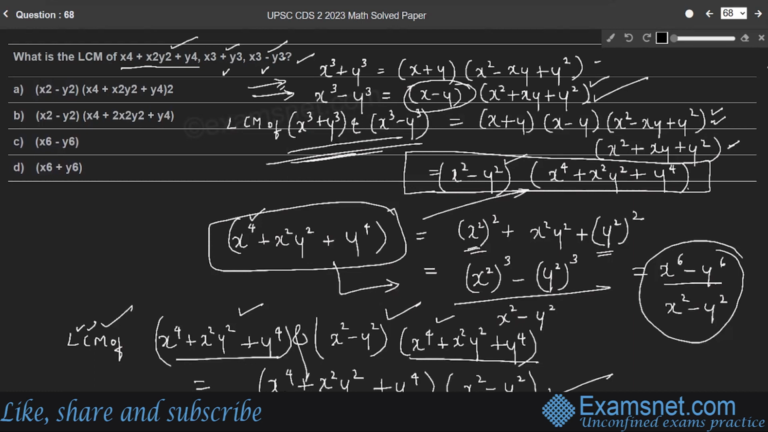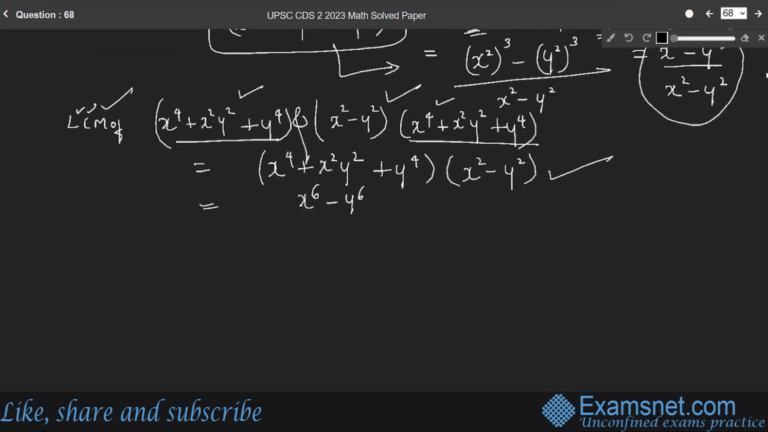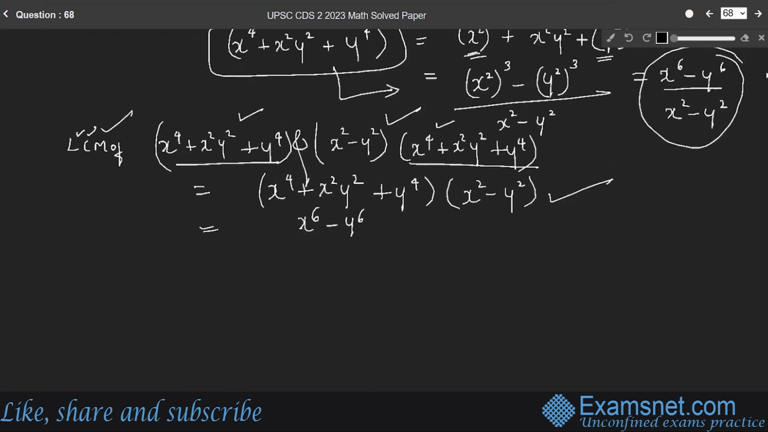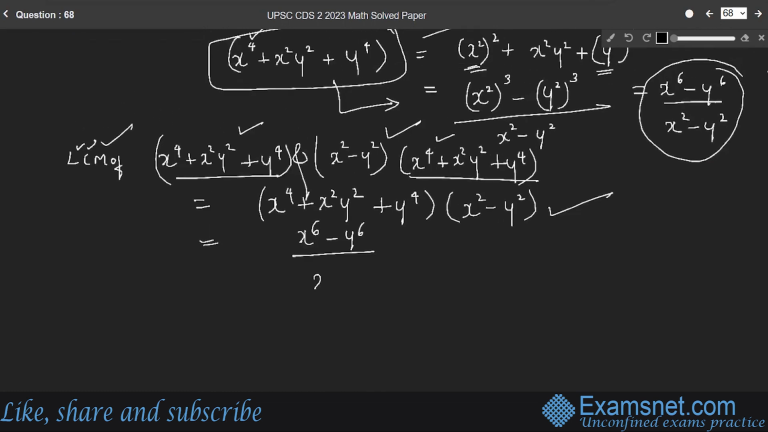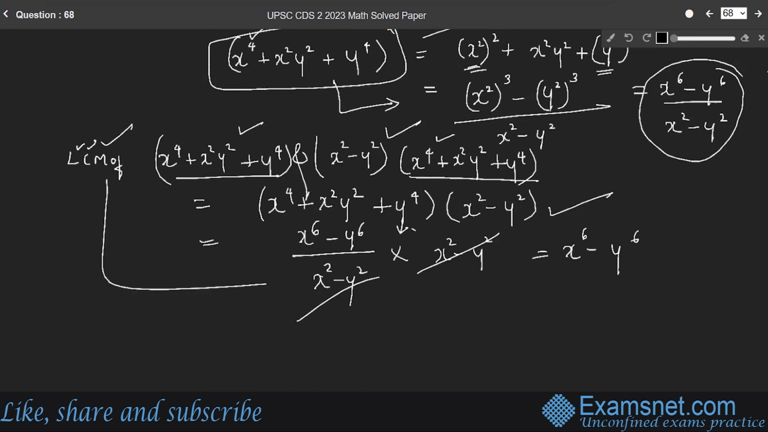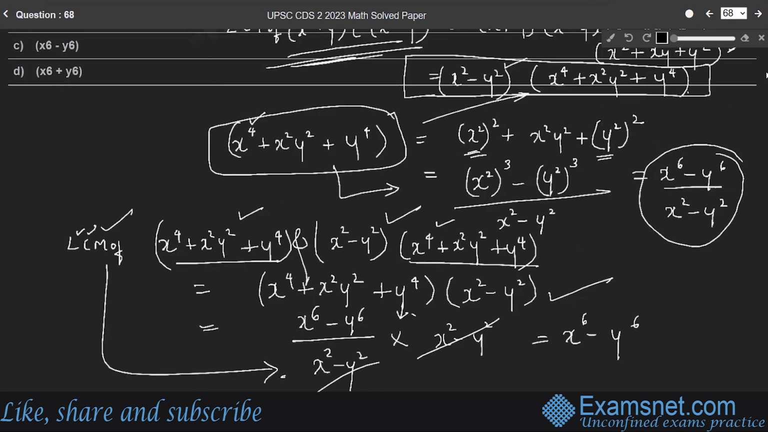x raised to 4 plus, no, minus it, which is correct. Yes, which is correct. Therefore, x to the power of 6 minus y to the power of 6 by x square y square. So this is x raised to 4 plus x square y square plus y raised to 4 into one extra x square minus y square, where we can cancel these two. Therefore, x raised to 6 minus y raised to 6 is the LCM of the given three expressions.